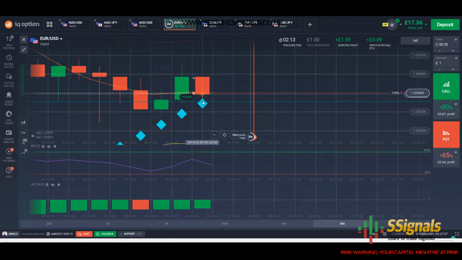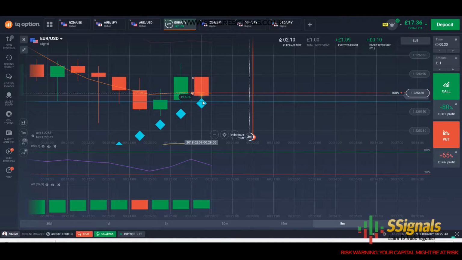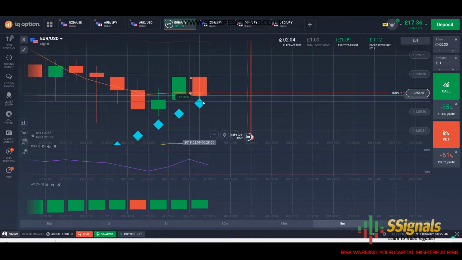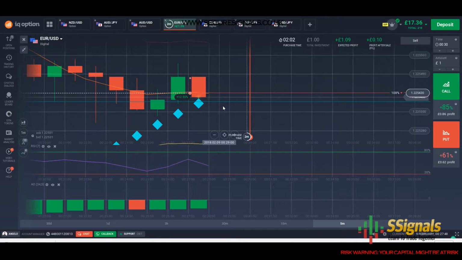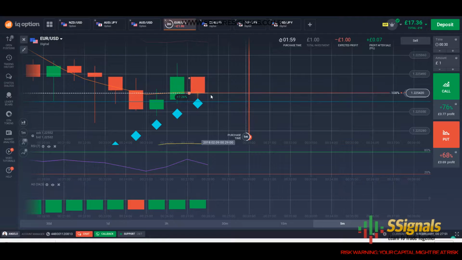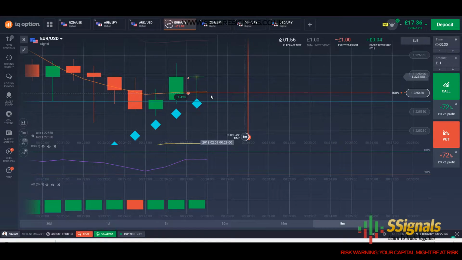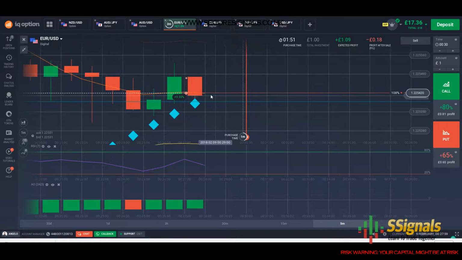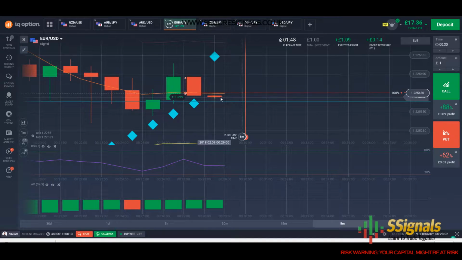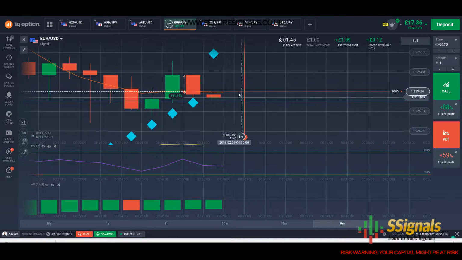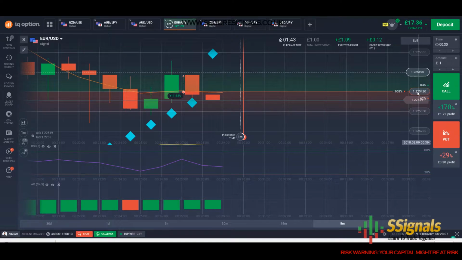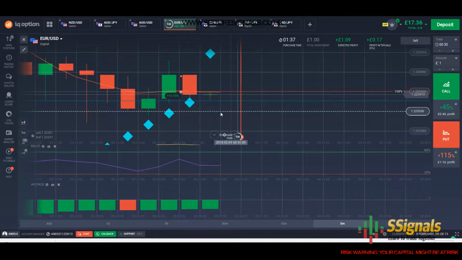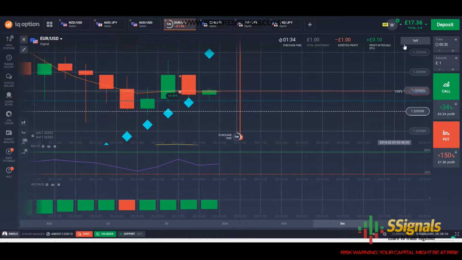Okay, so it's touched the blue line, but price is trying to push back up. 10% payout is okay, but it's not great, so let's just wait for a close on this and then judge where to go from there. The market will always make you scared, so don't stress too much. Now I'm going to push down to this level here, and then hopefully we'll get a good strong close.